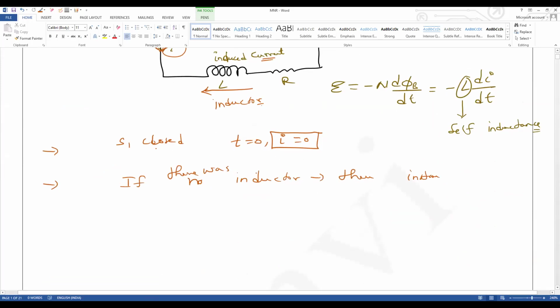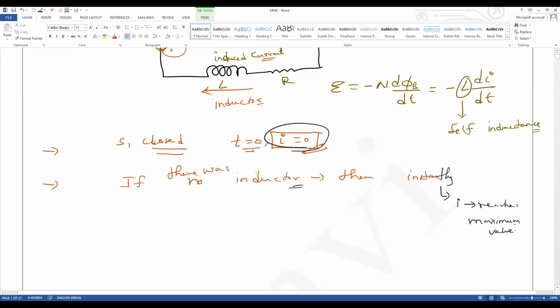So now, when S1 is closed at t equals 0, at that instant, the current in the circuit is how much? Everybody? 0 only. Yes or no? So if suppose there were no inductor, then instantly, at that instant, I will become what? First, at the starting, without the inductor, I will become what? I reaches to what? Everybody.